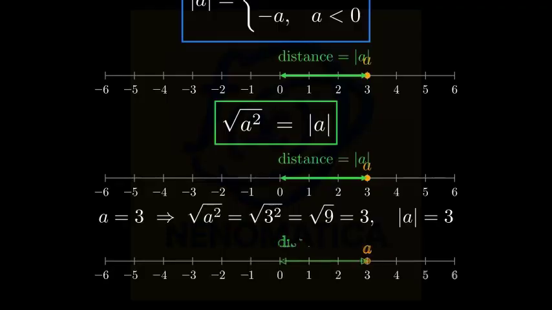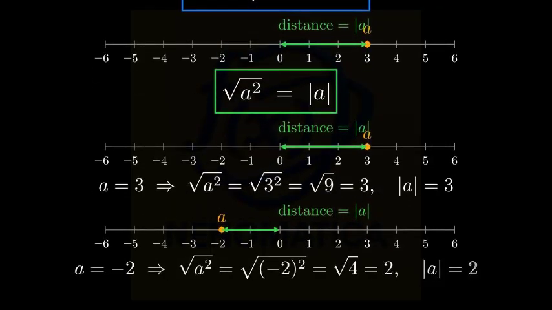Example 2: let a equal negative 2. The point moves left to minus 2. The distance to 0 is 2. Notice the square root of a squared is 2, which equals the absolute value of a, not negative 2.